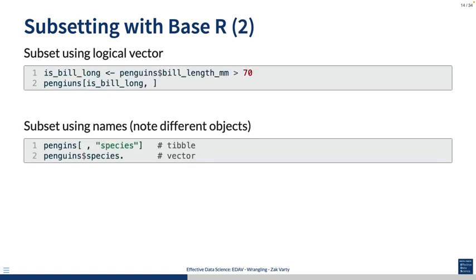In base R, you can also subset using a logical vector. So here we see an example of keeping only the penguins with bills that are more than 70 millimeters long. And finally, you can subset using row or column names themselves. When using column names, these may be specified using either the bracket or the dollar notation. One thing to be aware of here is that these two methods will return different types of object. Since penguins is a tibble, the bracketed example will return another tibble. Subsetting a tibble just gives you another tibble. On the other hand, if you use the dollar notation, this will extract the species column and return it as a vector.